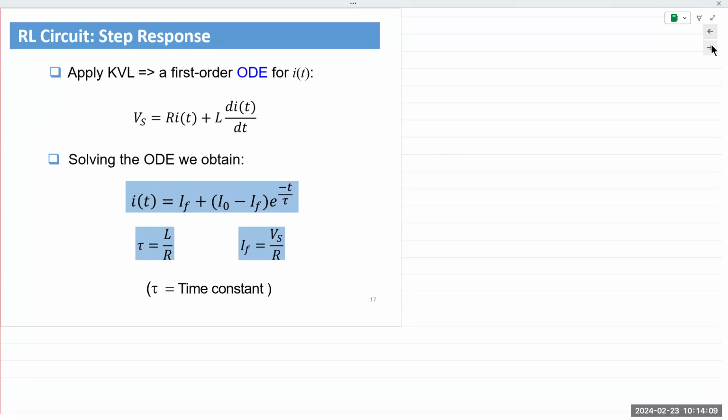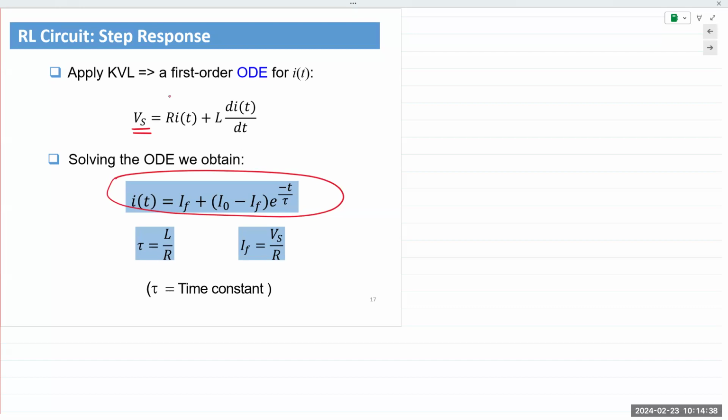The only difference between this and the natural response equation is that the sum of the voltages is no longer equal to 0, right? The final value is no longer equal to 0. It is equal to the source Vs. And so we have an extra quantity in our equation. And so when we solve this differential equation, we obtain an extra quantity in there.